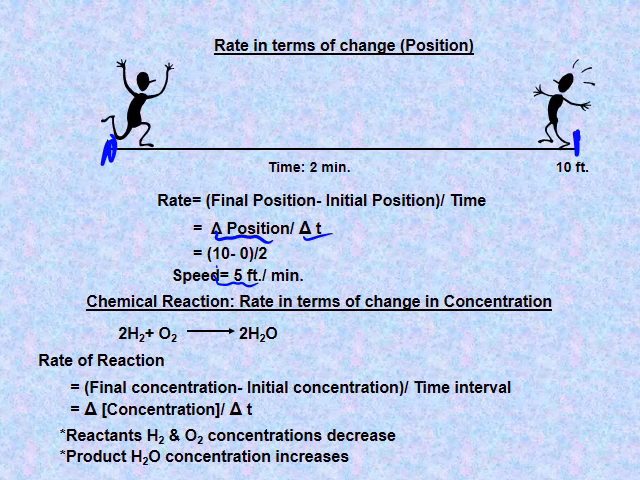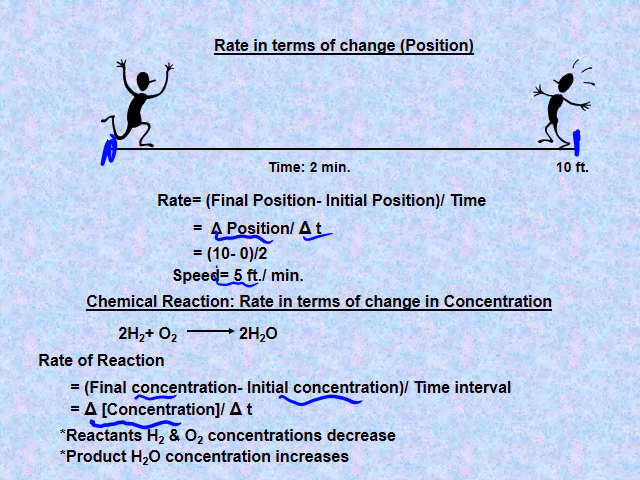In a similar manner, we can get the rate of a chemical reaction in terms of concentration change: final concentration minus the initial concentration, divided by the time. Change in concentration we express with delta. Delta stands for change. Divide by the change in time, which is 2 minutes.